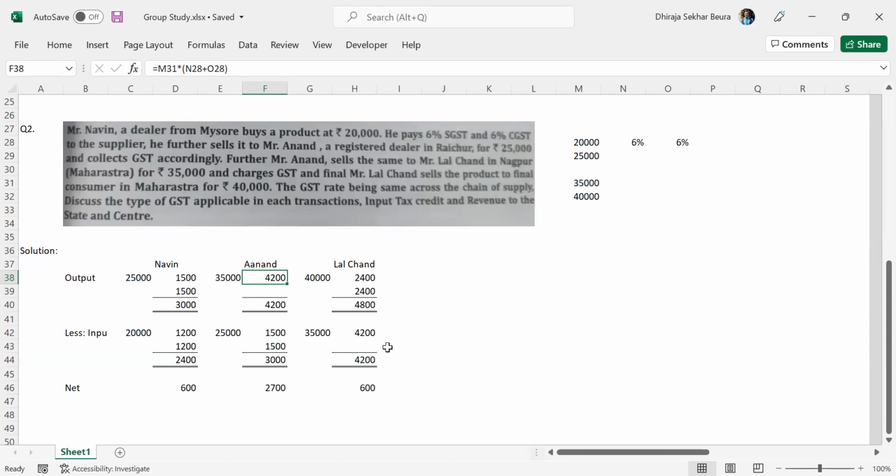That comes to 1,500, total 3,000, but it will split between CGST and SGST. Perfect. So 1,500 CGST, 1,500 SGST, that total comes to 3,000. Everybody agrees to this? Any questions on this?